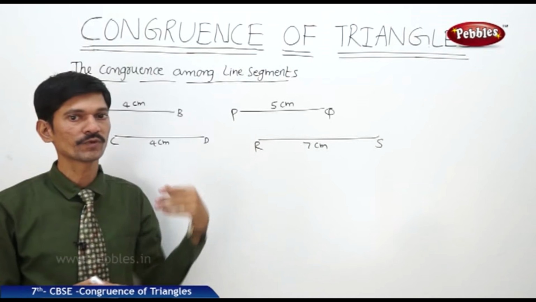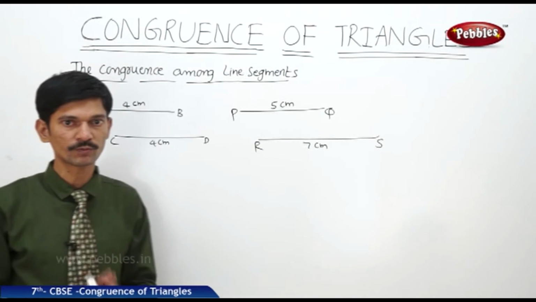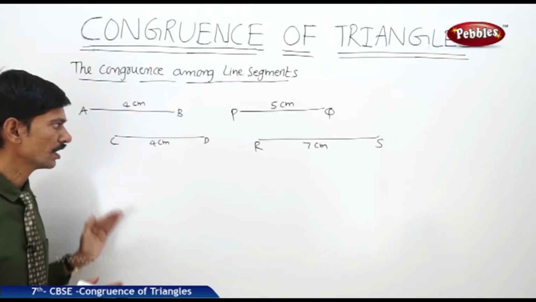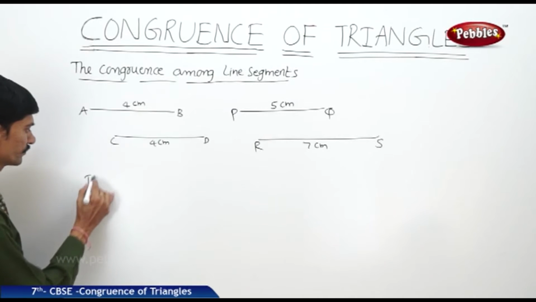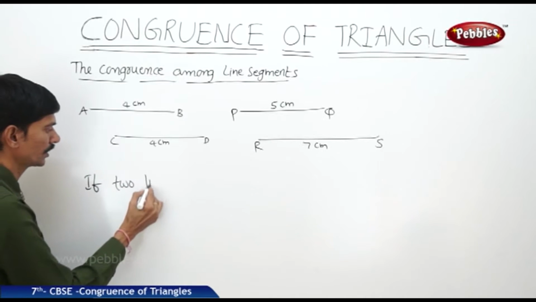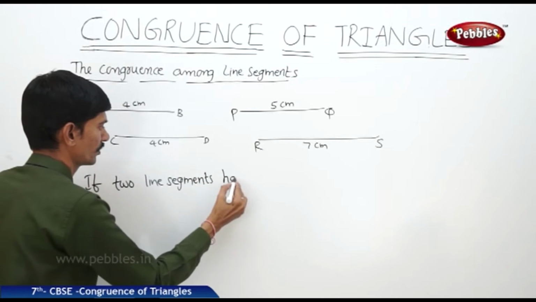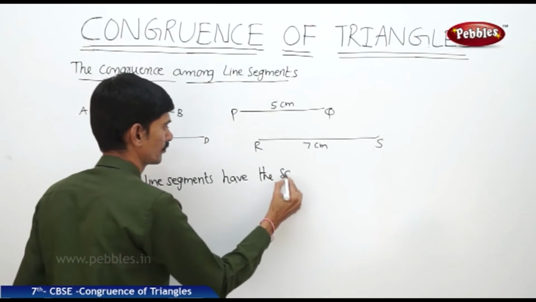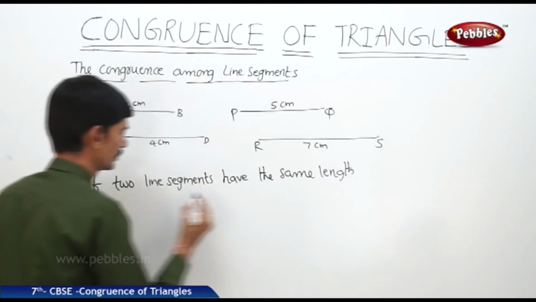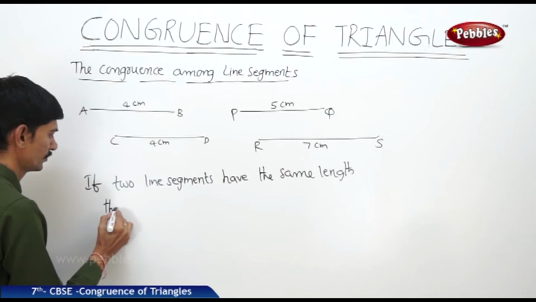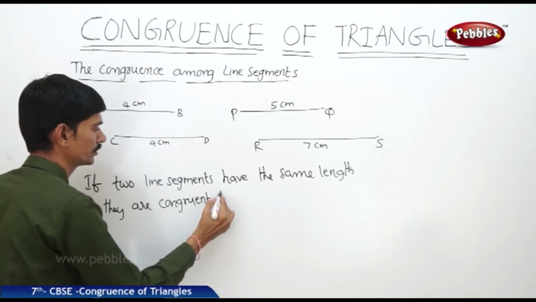They do not have the same length, so they are not said to be congruent to each other. Means if two line segments have the same length, then they are said to be congruent, or if two line segments are congruent, their lengths are equal. So we can write that if two line segments have the same length, they are congruent to each other.